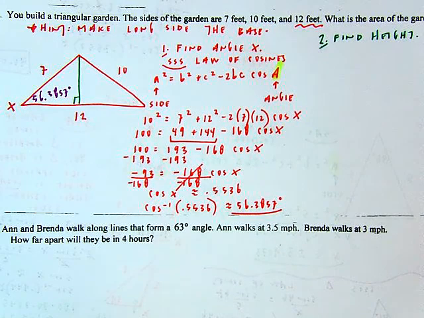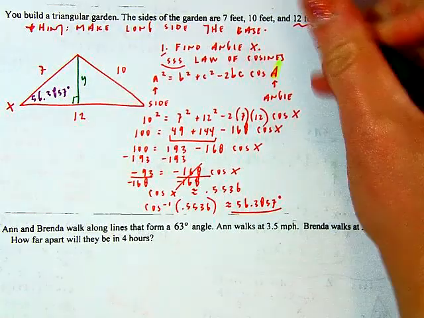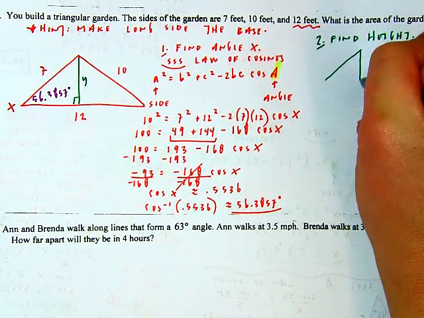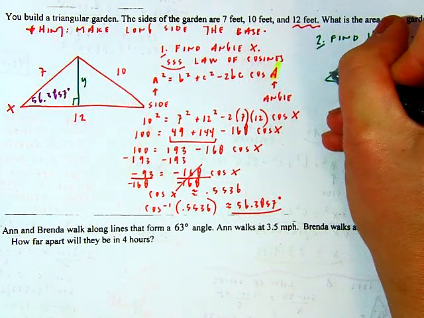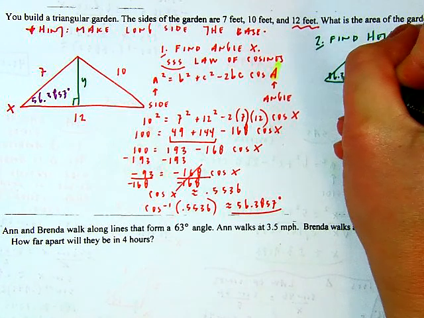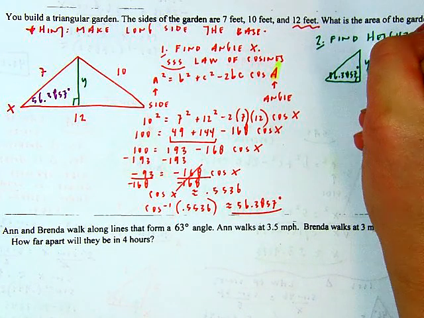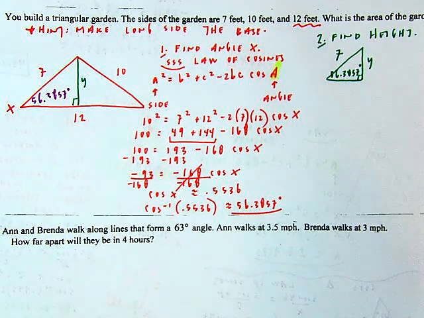And now that I have that angle in place, I can use basic trig. I'm going to call the height y. So let me look at it like this, roughly, a little sketch. The angle right here is 56.3857 degrees. Y is the height that I want, and I know the hypotenuse here is 7.